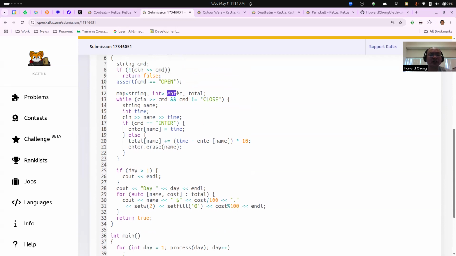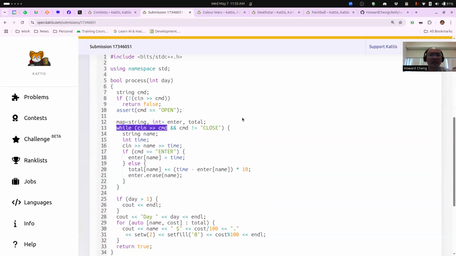Okay, so then I have two maps. One that I call enter, that's the time that they enter, and then total, that's my cost. I have a loop that keeps reading the next command, and as long as the command is not closed, I do something. So what do I do? I read in the name and the time. If it's the enter, then I just insert this.